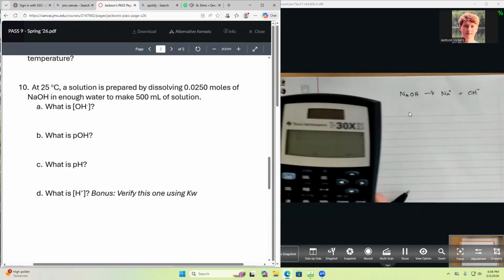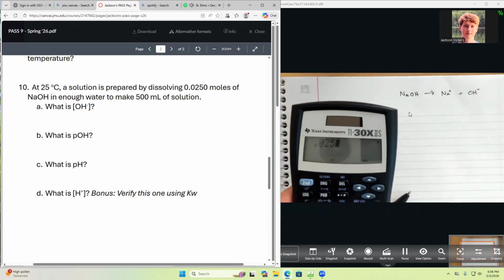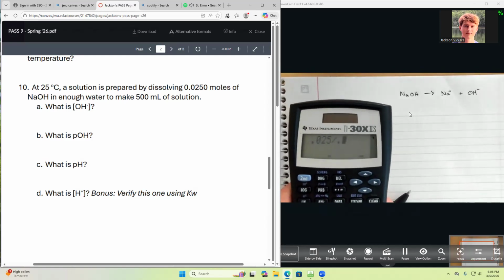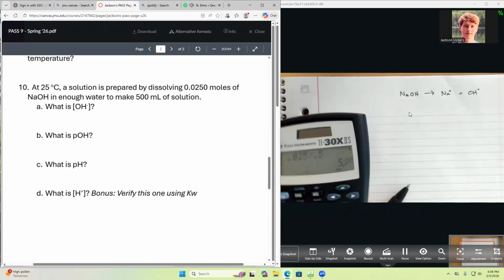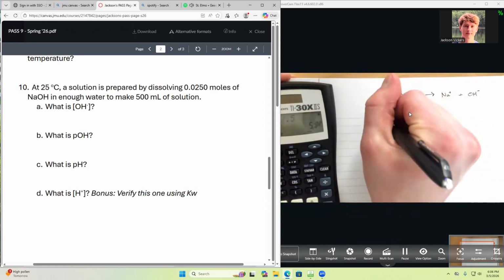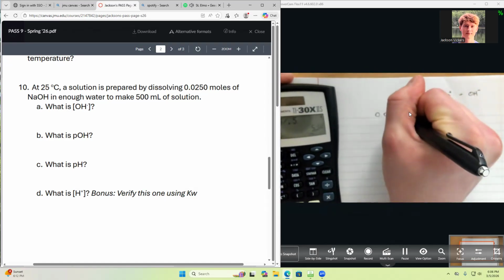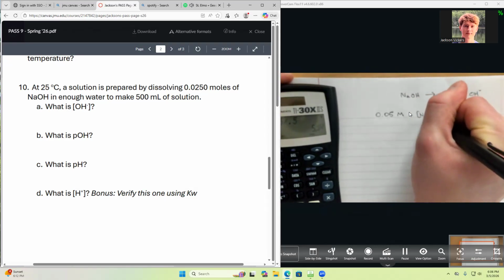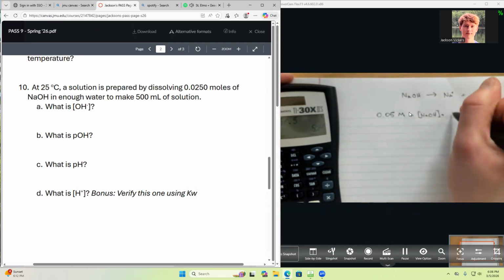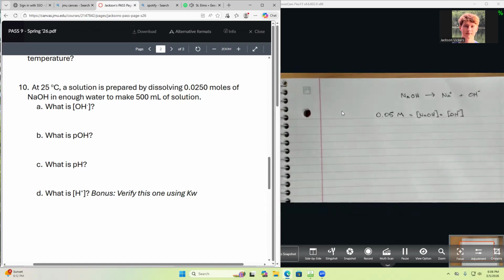So we can go ahead and do that real quick. That first one shouldn't be too bad. 0.025 divided by 0.5, because it's moles over liters, is 5 times 10 to the minus 2, or 0.05 molarity. That is the concentration of NaOH, which again is equal to the concentration of OH minus. So we got the first one. And now there's a lot of things we could do here, a lot of ways we could go about solving the next few. So spend a few seconds working on the next one.